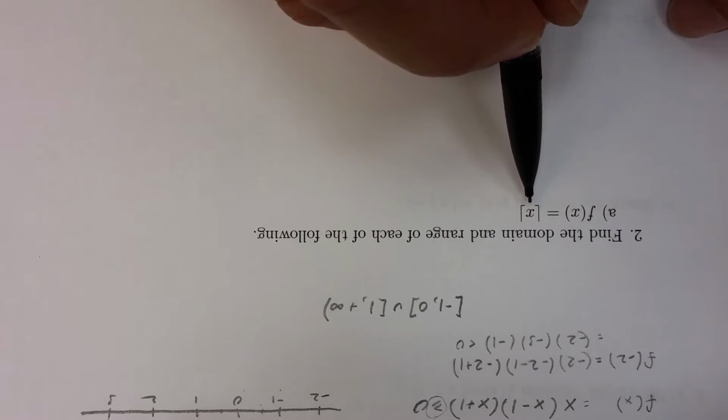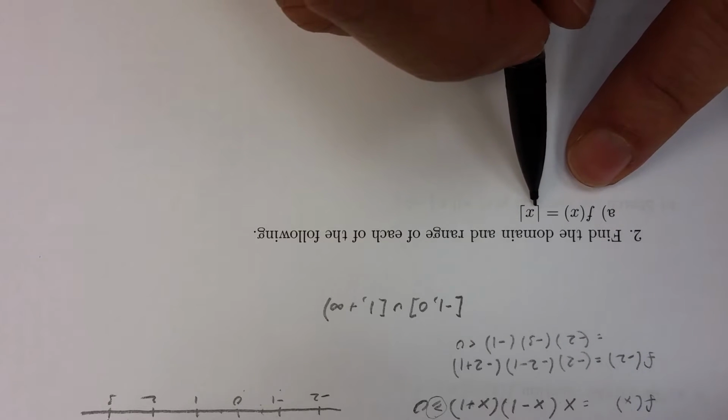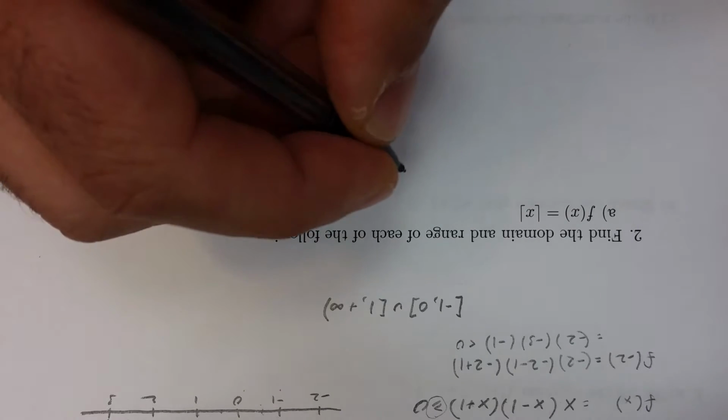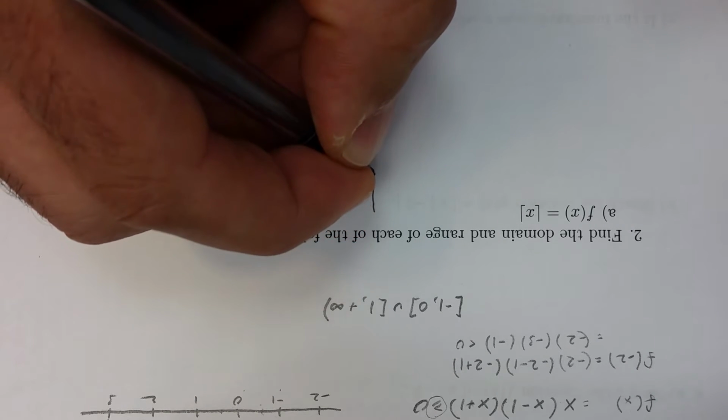Find the domain and range. We're going to start with the floor function. So it really helps to do this problem if you remember what the floor function looks like. Let's sketch ourselves a quick graph of this thing.